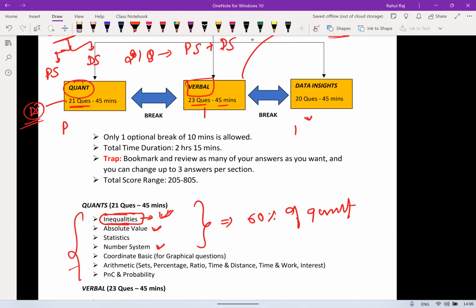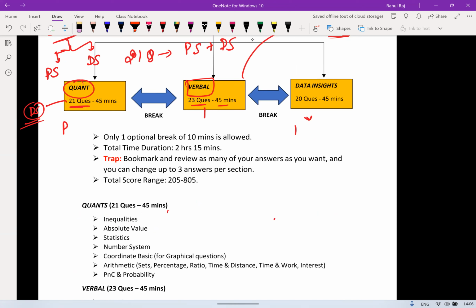But before we go ahead, let's understand a bit of the exam structure. Imagine there is one break allowed, of 10 minutes. Either you take a break here or you take a break here. You can take just one break for sure. You cannot take more than one break. And the total time for the exam is 2 hours 15 minutes, including the 10 minute break that you will be taking.